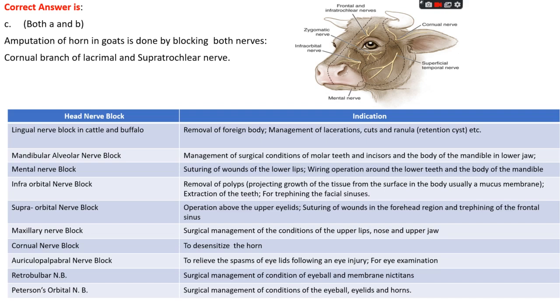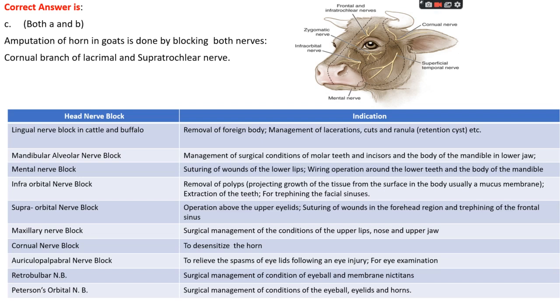In order to do the amputation of the horn in the case of goat, we need to block both nerves, that is the corneal branch of the lacrimal nerve and the supratrochlear nerve. On the right side, we see a picture of the head of the cattle, showing the paths of the different nerves. Here we talk about head nerve blocks and for what condition we have to block each kind of nerve.